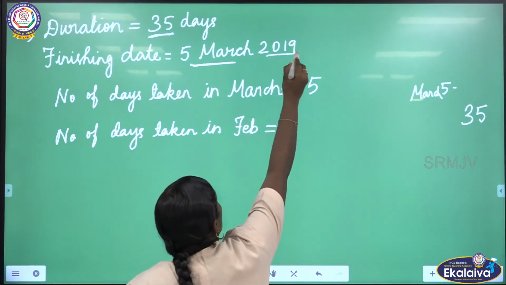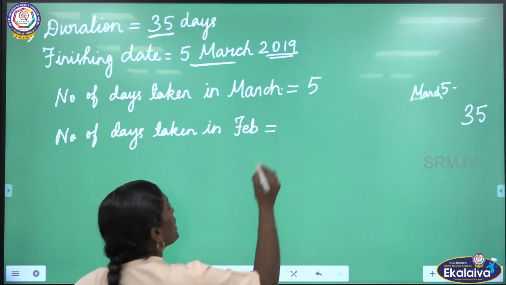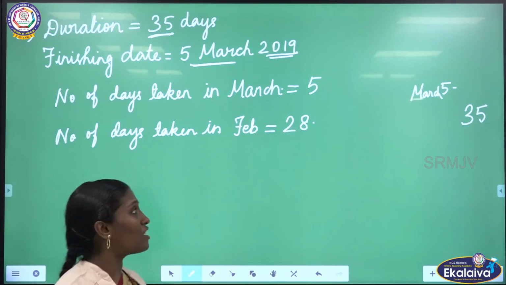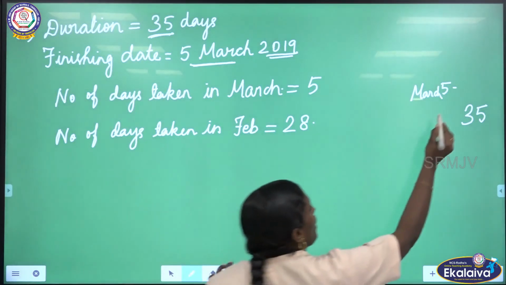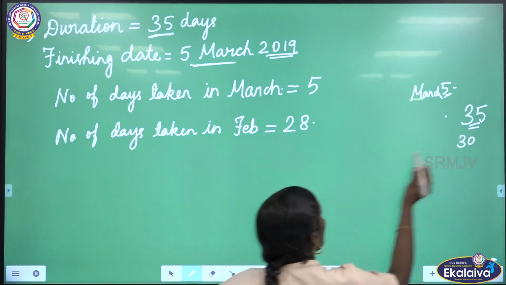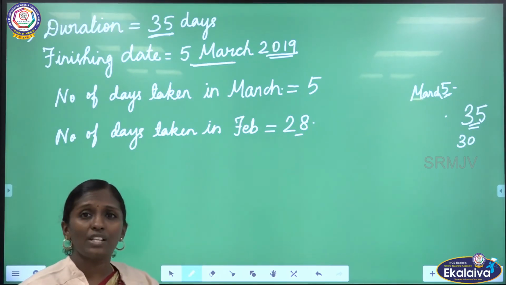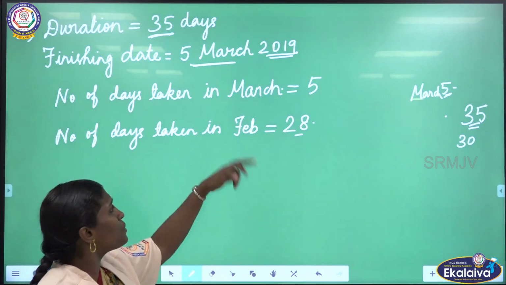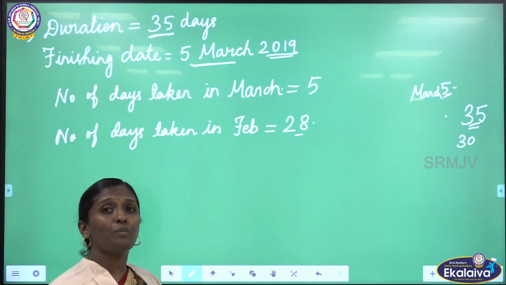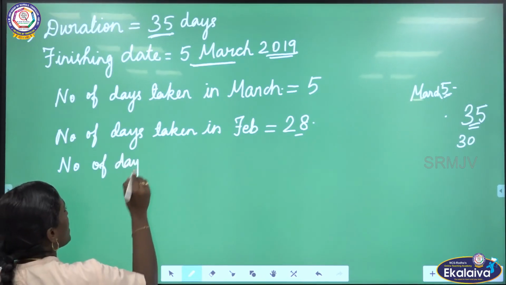Here the given year is 2019. 2019 is a normal year. So the number of days is 28. 28 days are there in February month because 2019 is an ordinary year. So here if we subtract 5 days from 35 days, then we will get 30 days. But only 28 days are there in February month. The remaining days will be in the before month. So February before, what is the month will come? January. So the remaining days will be in January. Now we have to find the number of days to be taken in January.